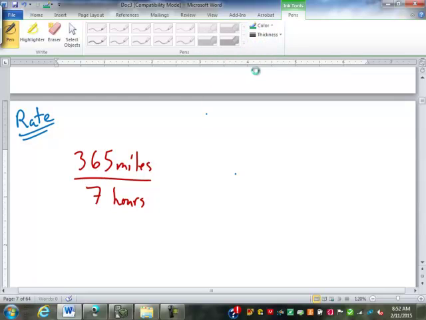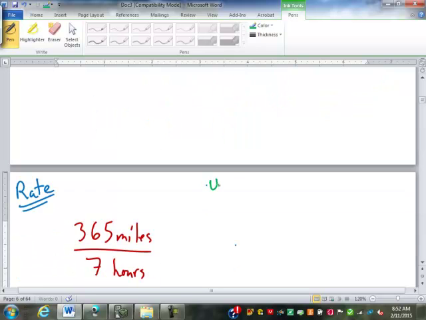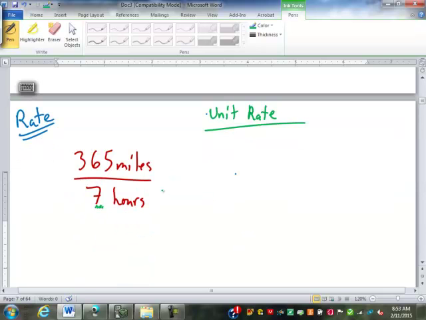The second big difference, in a ratio, we'll often leave it like this, as 4-to-3 or 1-to-4 or whatever. In a rate, we most often convert it into what is called a unit rate. By a unit rate, I mean the bottom number of the denominator becomes a 1. So to turn that into 1, well, it's 7, so I'm going to divide by 7. That'll make it 1 hour. 365 miles also has to be divided by 7 then. Just like other fractions, you have to divide or multiply the top and bottom by the same thing. 365 divided by 7 is 52.142857143 approximately.